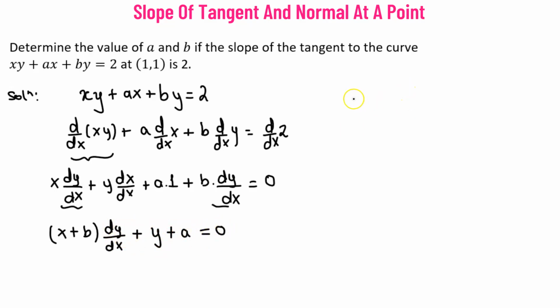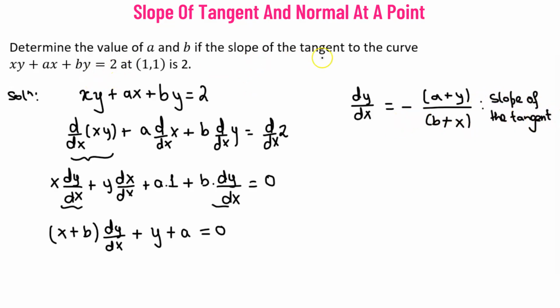Solving for dy/dx, we will get dy/dx equals negative (a + y) divided by (b + x). So this is our slope of the tangent.